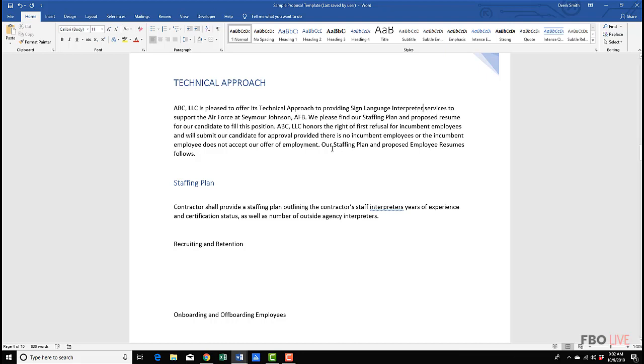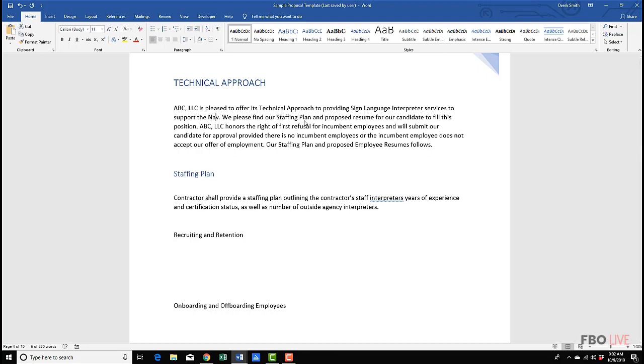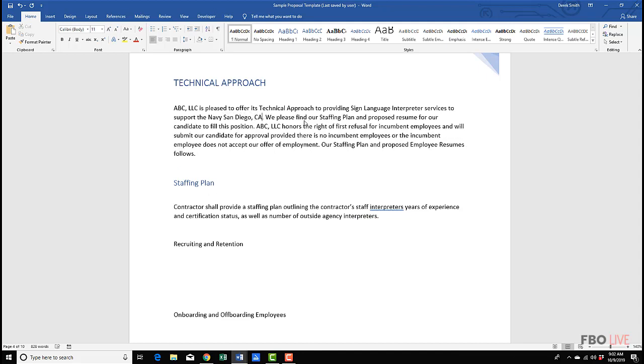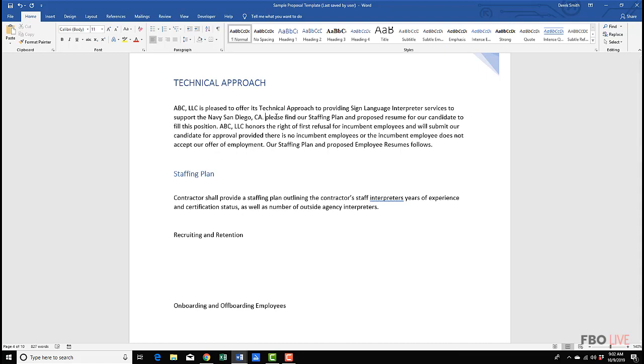So I have kind of this template, boilerplate first paragraph. ABC LLC is pleased to offer its technical approach to provide sign language interpretive services. And this will be to support the Navy, San Diego. Please find our staffing plan and proposed resume for our candidates to fill this position.